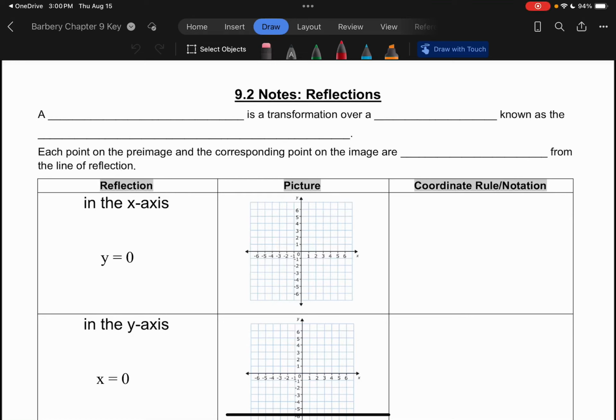All right, guys. So today we're going to be looking at our next day of notes, which is going to cover 9.2, and this will be over reflections. So to start off, what we're going to talk about is what a reflection is. A reflection is going to be a transformation over a line, and we call that line the line of reflection.